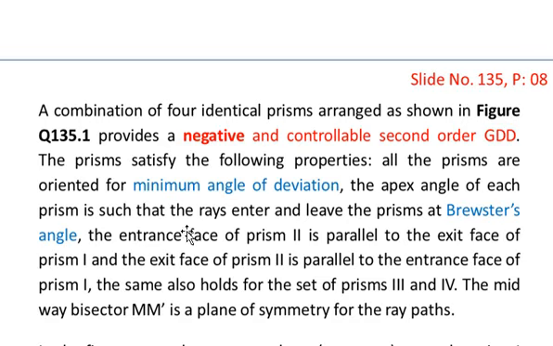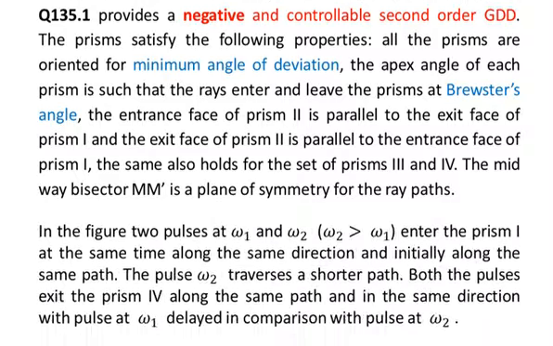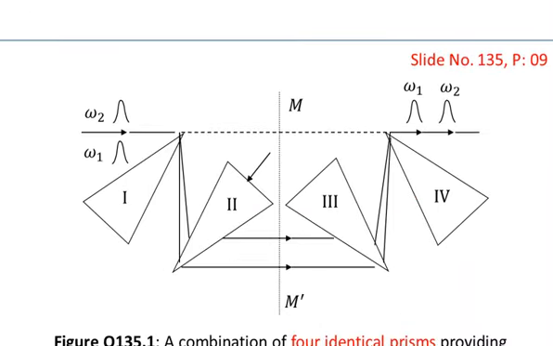Second condition. The entrance phase of prism 2 is parallel to the exit phase of prism 1. You can see that this phase is parallel to this phase of the prism. And also you can notice that the exit phase of prism 3 is also parallel to the entrance phase of prism 1.